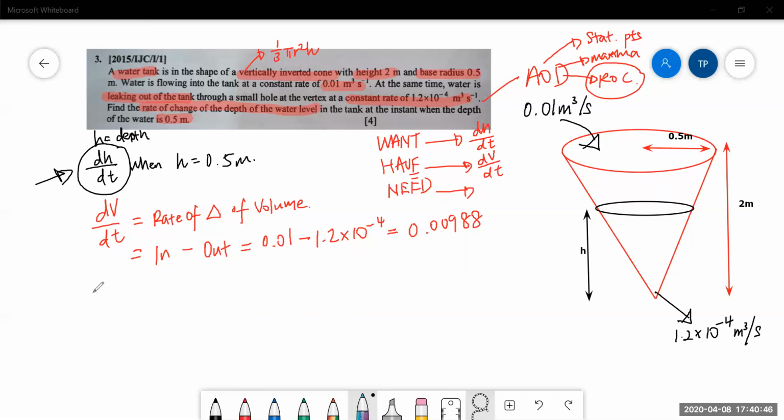To find dVdH, we need an equation of V in terms of H. Right? How do we find this V in terms of H? Differentiate. No, how do we find this V in terms of H? We need to formulate an equation of V in terms of H first.